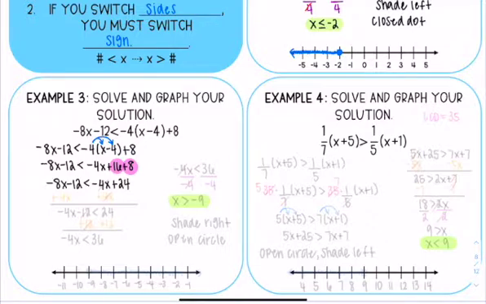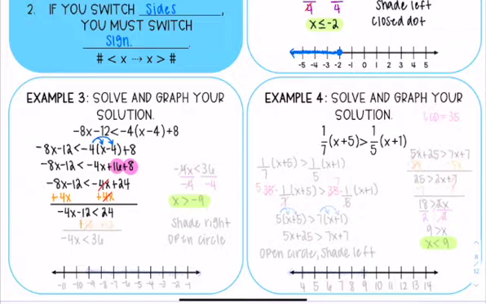And now I'm going to start moving things around so we can get x by itself and the numbers by itself. I'm going to add 4x to both sides. And so on the right-hand side, it cancels. I end up with -4x minus 12 is less than 24.